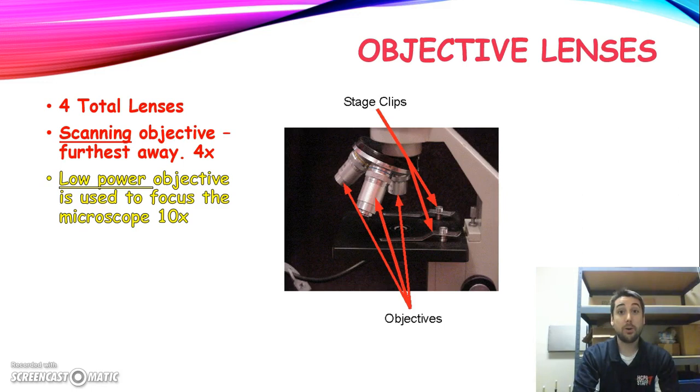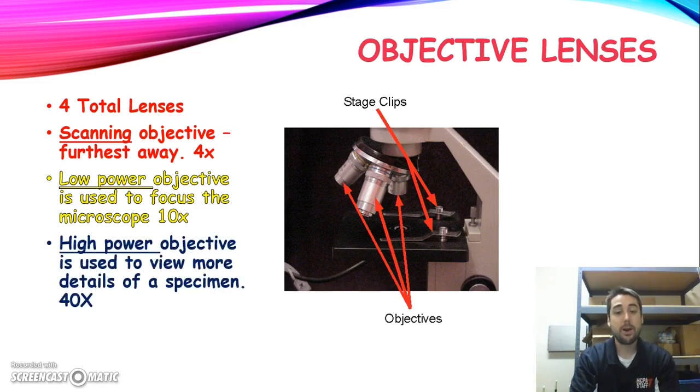We have the low power or yellow. That's 10 times bigger, so 10 times the eyepiece times 10, right? 10 times 10 is 100. The total magnification on yellow is 100x. And high power, this is blue. This is 40x, so 40 times 10 is 400.